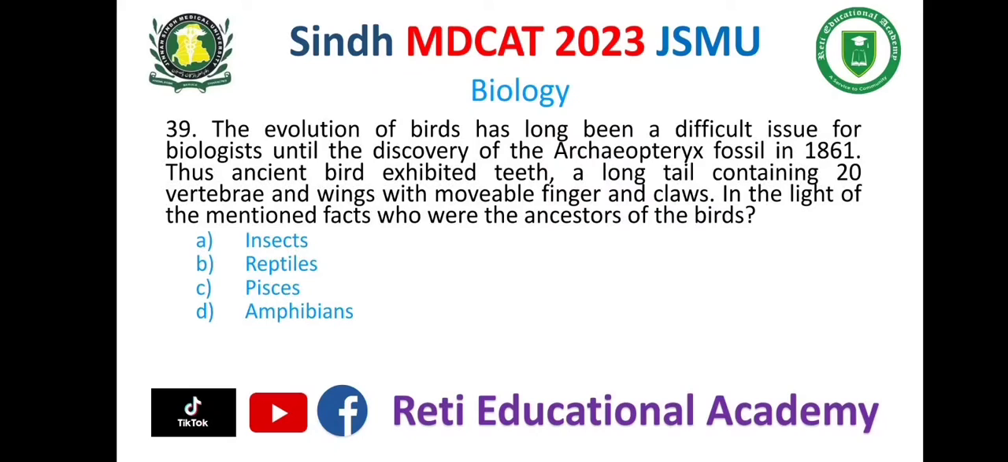Question number 39. The evolution of birds has long been a difficult issue for biologists until the discovery of Archaeopteryx fossil in 1861. This ancient bird exhibited teeth, a long tail containing 20 vertebrae, and wings with movable fingers and claws. In the light of the mentioned facts, who were the ancestors of the birds? A. Insects, B. Reptiles, C. Fishes, D. Amphibians. And the correct option is B.